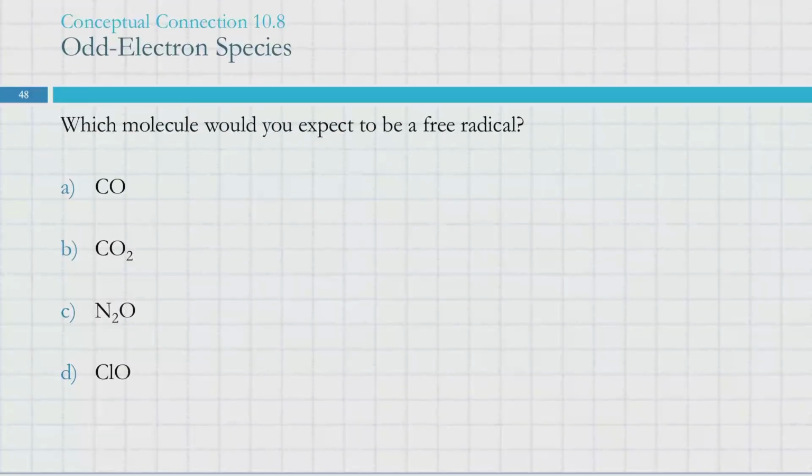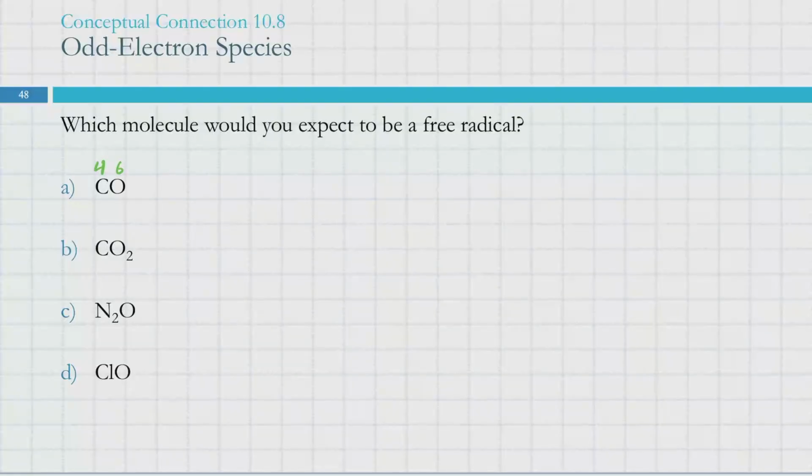Which of these molecules would you expect to be a free radical? You don't have to draw out Lewis structures for this, you just have to do a little bit of counting. All right, figuring out which one is most likely to be a free radical, we just need to count up the number of valence electrons.